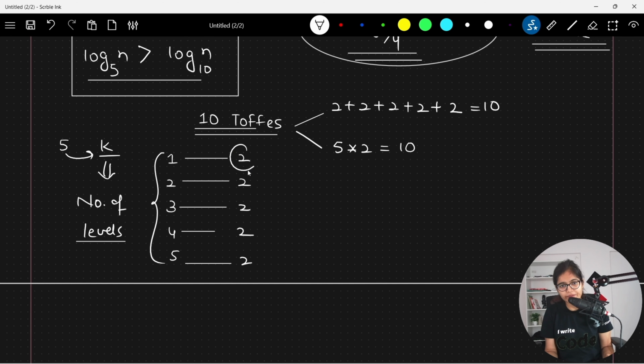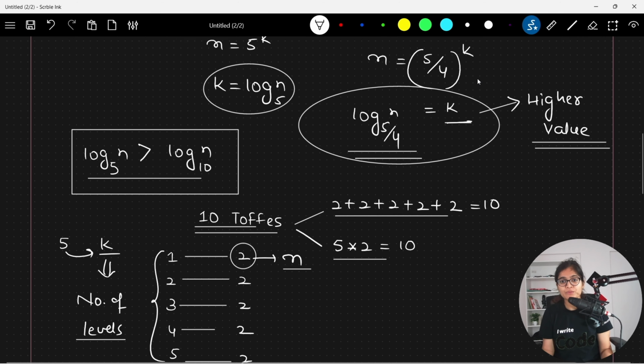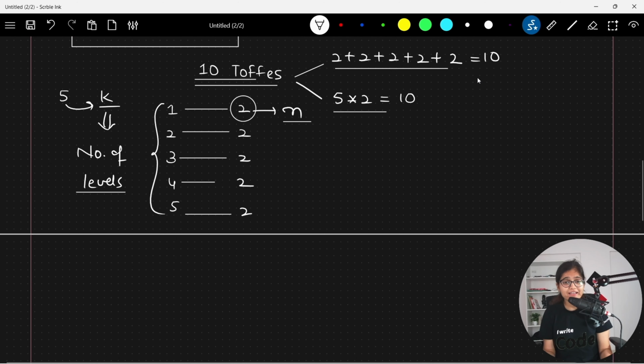And this 2 is something which you can consider as the cost, which is the value of n. So either you add that n until log of n base 2 times, or you can do the simple multiplication. In both ways, you're getting the same value. Why is that so? Because you are providing the same toffees to everyone. In other words, you have the same computational cost at every level.